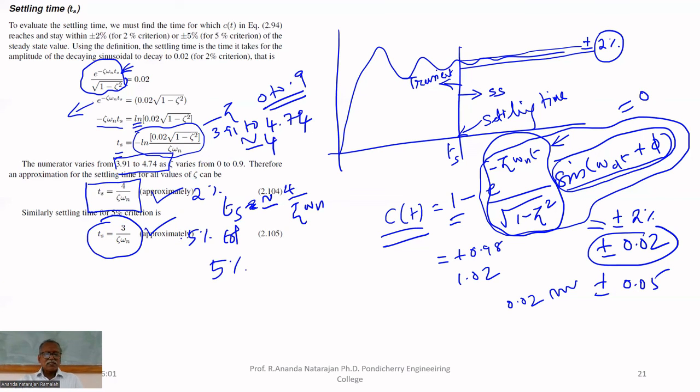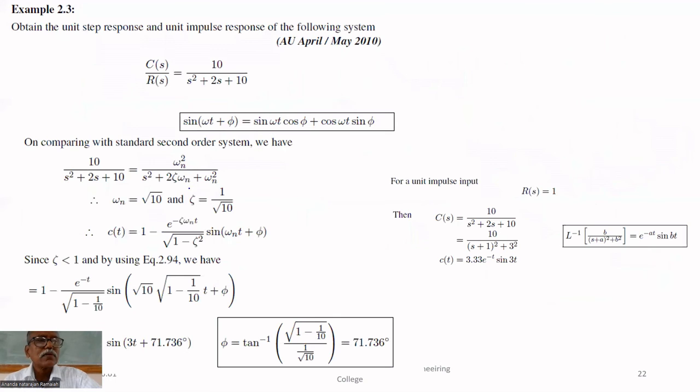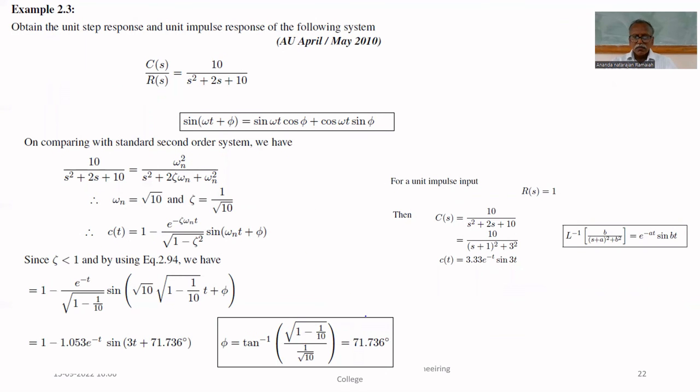So the time taken to reach the settling point, Ts, equals 4 upon zeta omega n or 3 upon zeta omega n. That's all. We'll see the examples tomorrow.